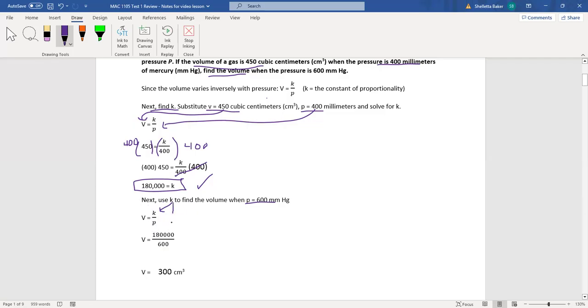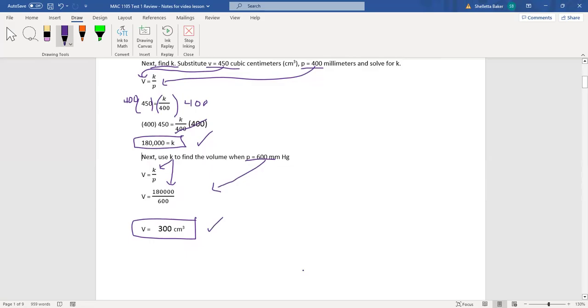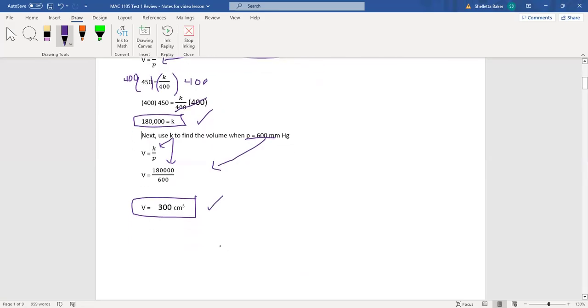The constant of proportionality we just found in part one is 180,000, so we'll substitute 180,000 for K. The pressure is 600. We're substituting 600 for P. When we divide 180,000 by 600, we'll get the answer to our question, and that is that the volume is 300 cubic centimeters. And that's our answer.